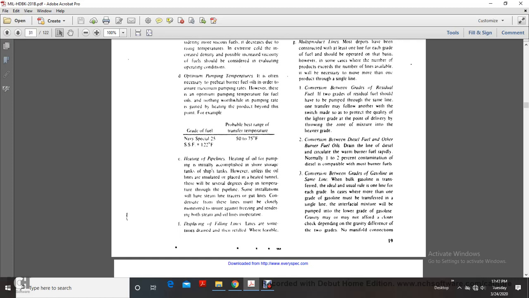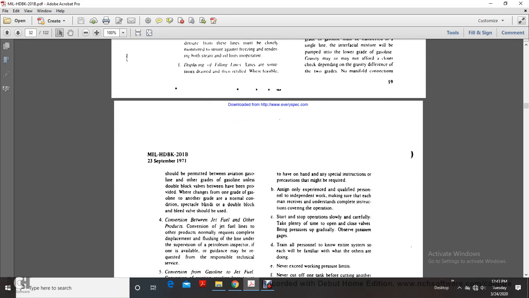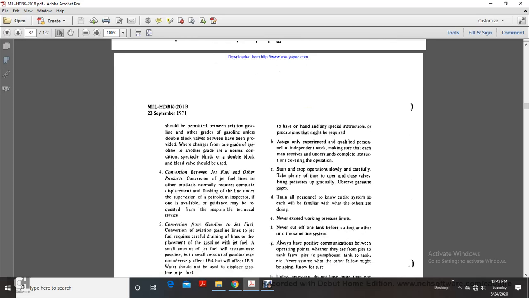Where more than one grade of gasoline must be transferred in a single line, an interfacial mixture will be pumped into the lower grade. With gasoline, gravity may or may not afford a closer cut, depending on the gravity difference of the two grades. Non-manifold connections should not be permitted between aviation gasoline and other grades of gasoline unless double block valves between them have been provided. For a change from one grade of gasoline to another under normal conditions, a separate spectacle blind with a double block, shock and bleed valve shall be used.